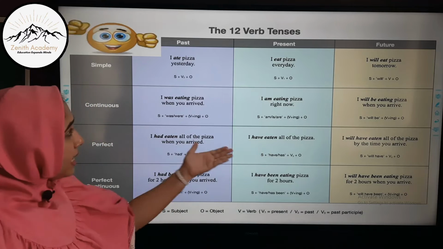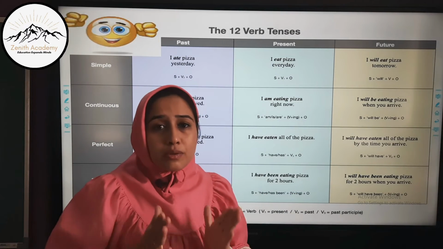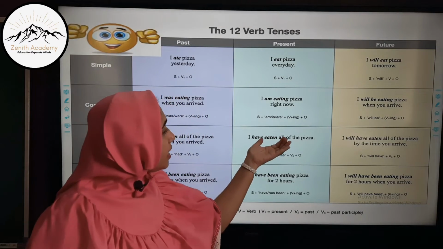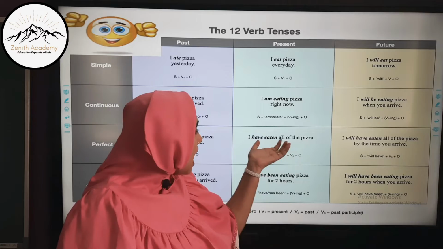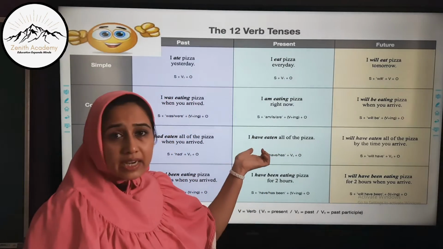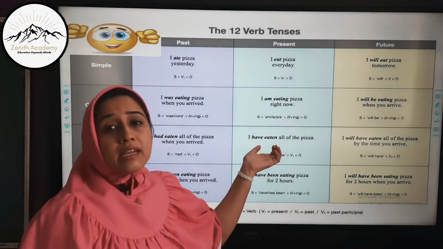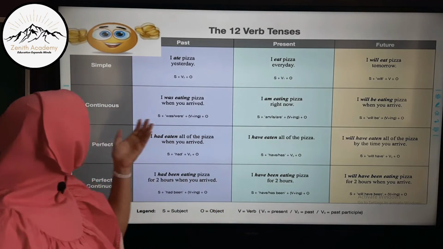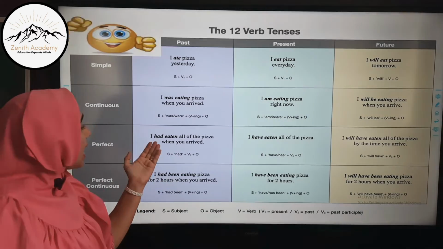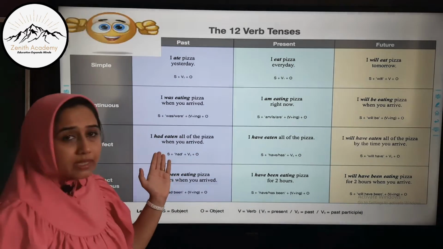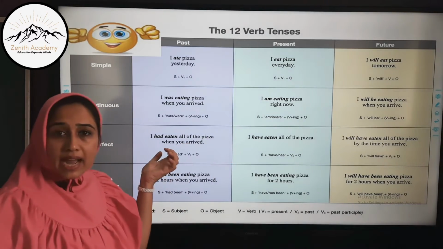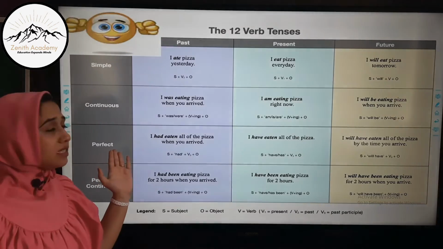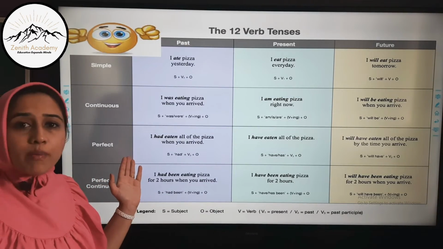Present perfect tense means the work that has just been completed right now in the present. I have eaten all of the pizza. Have eaten: have is connected with the perfect tense, and eaten is the past participle form of the word eat. The same sentence in past perfect tense becomes I had eaten all of the pizza. So have becomes had because this is the past tense. Eaten remains the same because in perfect tense we have to use the past participle form of the verb.